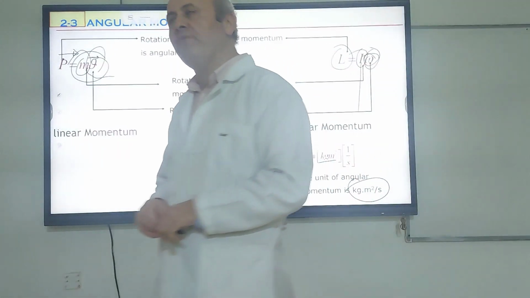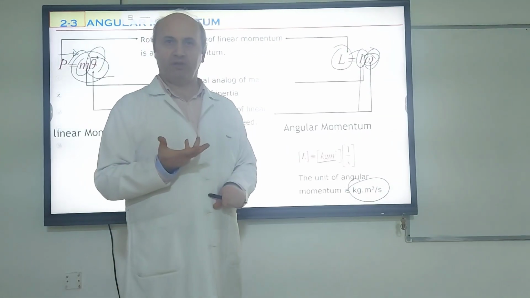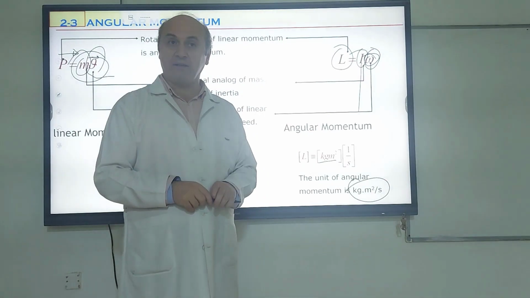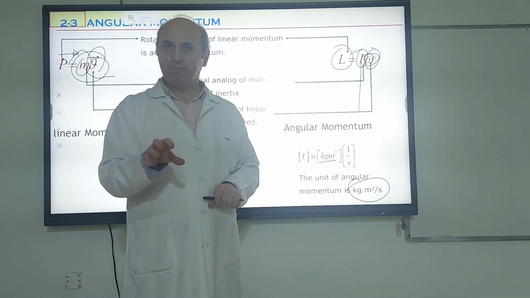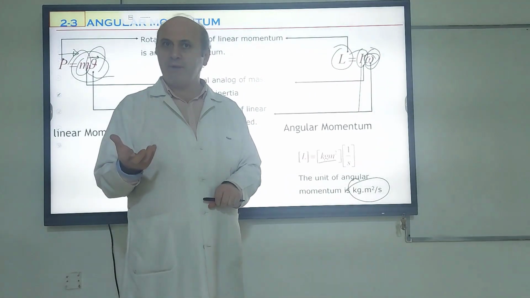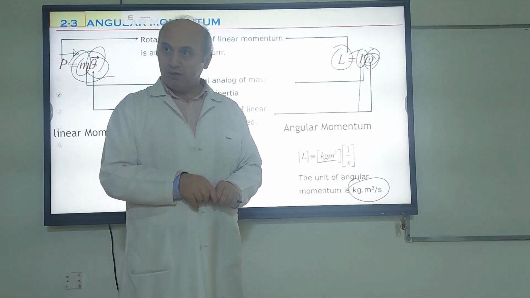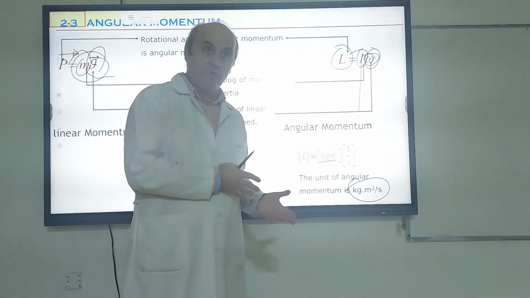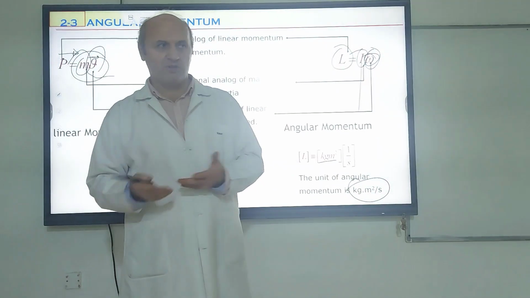The angular momentum, in fact, defines again how strong the rotation is. If an object has a very big angular momentum, it's not easy to stop it. If it has a small angular momentum, it's easy to stop it. It defines whether you can stop an object easily or not when it is rotating with big or small angular momentum.